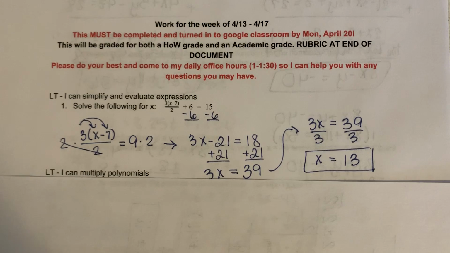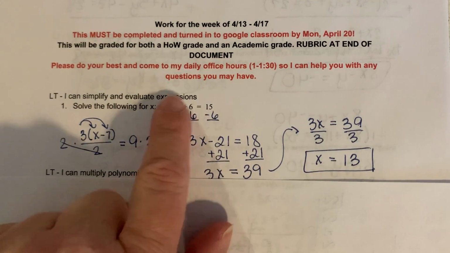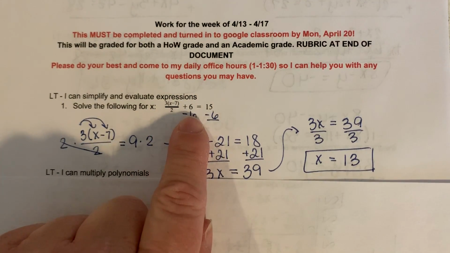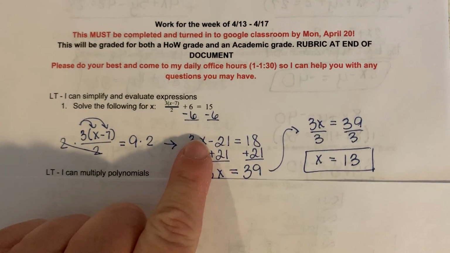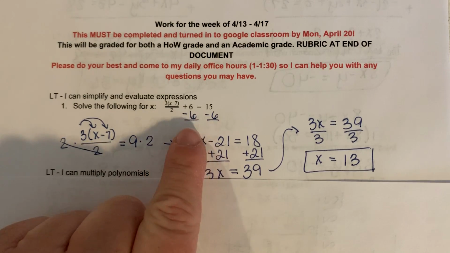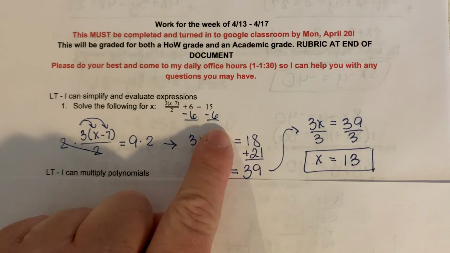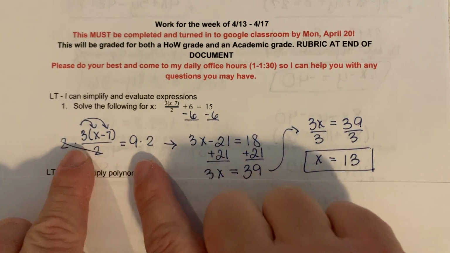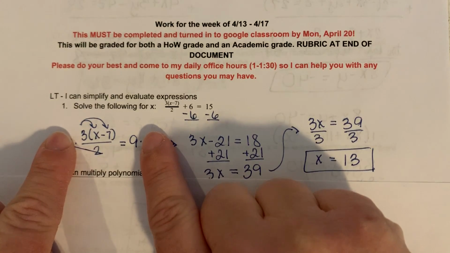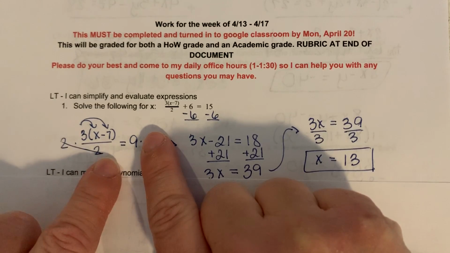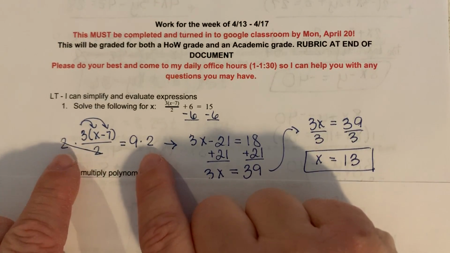So for number one, the learning target is I can simplify and evaluate expressions. So it starts off with, we're evaluating this equation right here. So we're just going to use order of operations and go backwards. So they're adding 6. So we're going to subtract 6 from both sides. When we do that, that brings us over to here, where we have 3 times x minus 7 divided by 2 equals 9, because 15 minus 6 is 9. And then because we're dividing by 2, we're going to multiply both sides by 2.